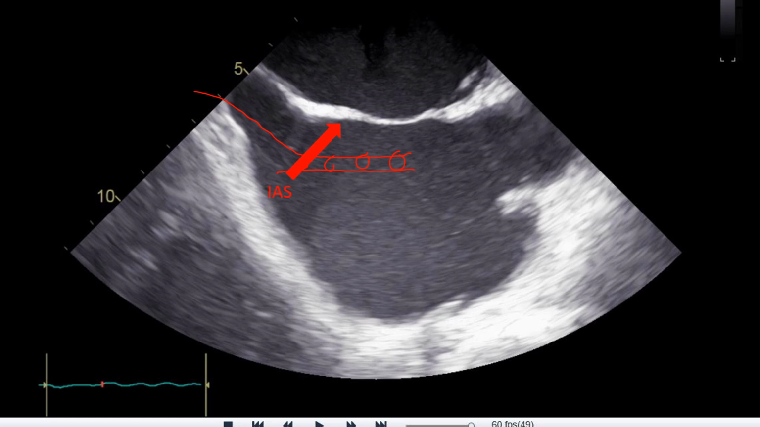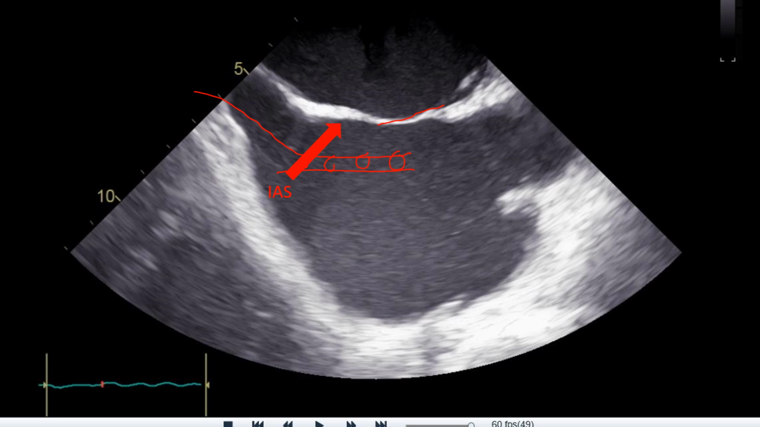Also, here we have the intraatrial septum. So this is a really good view to look for ASDs and PFOs. So the foramen ovale is this little thin part right here. And if you had a patent foramen ovale, what you would see is you would see color flow if you were to do color flow Doppler.